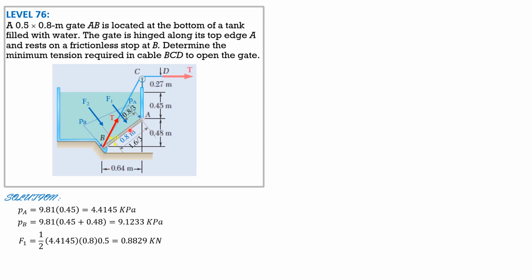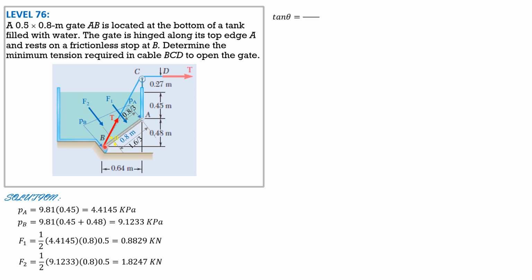And F1 is the volume of the pressure diagram, 1 half of 4.4145 kilopascals, height 0.8, and perpendicular to the board 0.5. So the area of this triangle is this triangle here, then perpendicular to the board is 0.5 meters, so 0.8829 kilonewtons. F2 is 1 half of 9.1233 kilopascals times height 0.8 times 0.5 perpendicular to the board, 1.8247 kilonewtons.